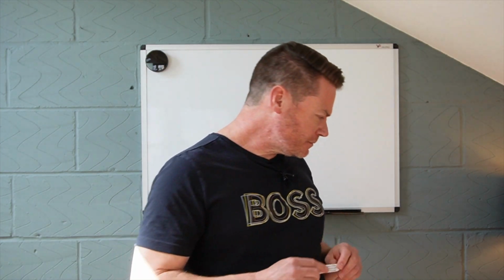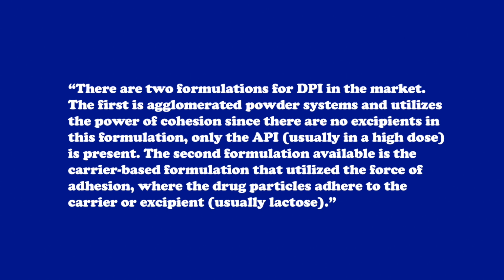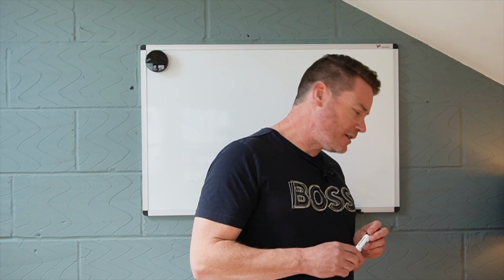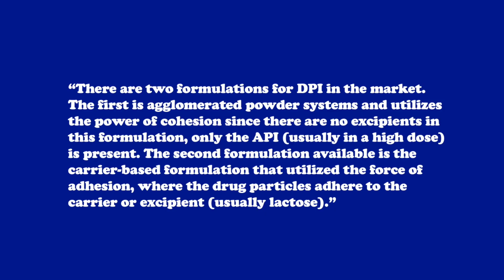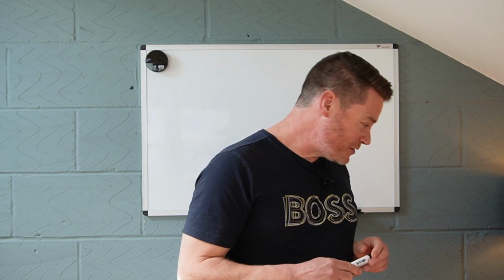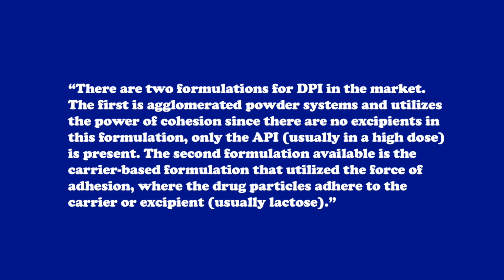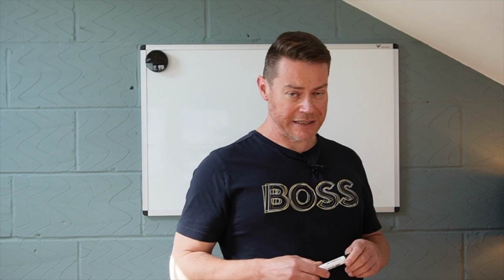Next answer. "There are 2 formulations for dry powder inhalers on the market." That's good, because it's true. "The first is agglomerated powder systems." Okay, that's true. "And utilises the power of cohesion. Since there are no excipients in this formulation, only the API, usually in a high dose, is present. The second formulation available is the carrier-based formulation that utilised the force of adhesion, where the drug particles adhere to the carrier or excipient, usually lactose."